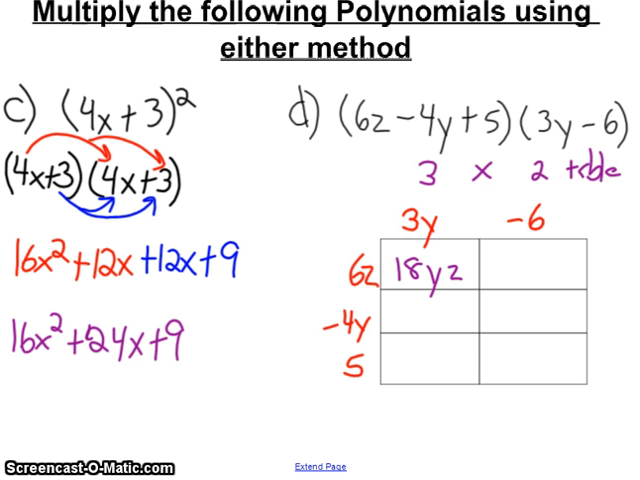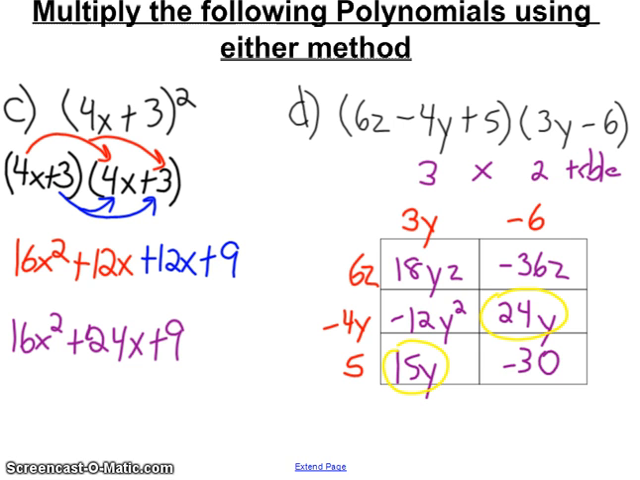18yz, again, variables in order. Negative 36z, negative 12y squared, 24y, 15y, and negative 30. I combine any like terms, which in this case would be 15y and 24y.